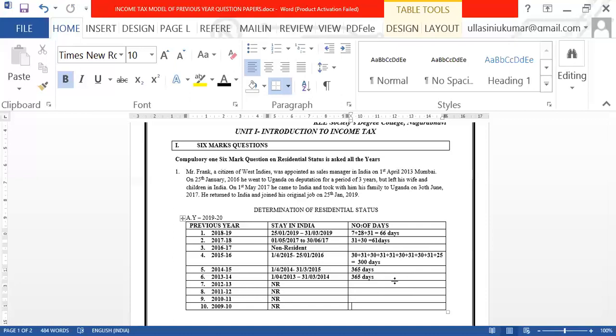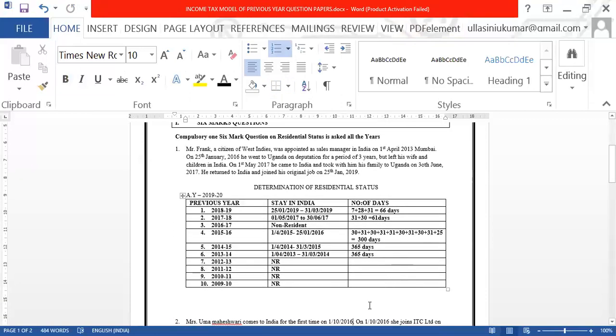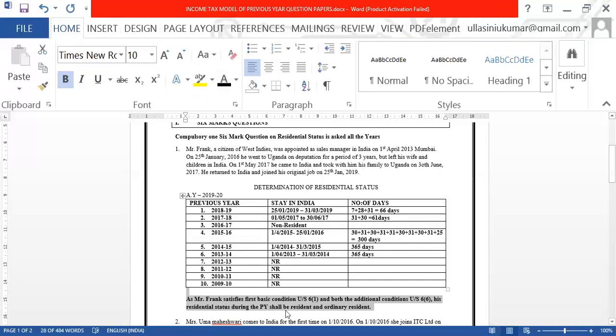So your computation or determination should end up with an explanation. Only then you will be awarded marks. So explanation becomes very important for this problem. So as Mr. Frank satisfies the first basic condition under section 6 subsection 1 and both the additional conditions under section 6 subsection 6, his residential status during the previous year shall be resident and ordinarily resident.